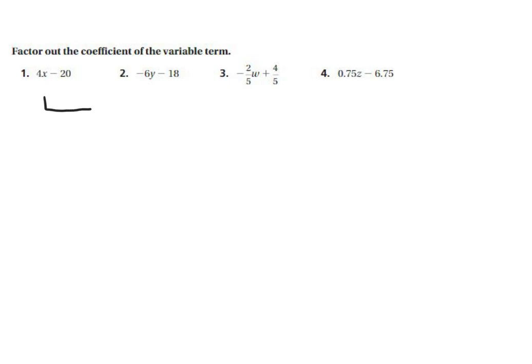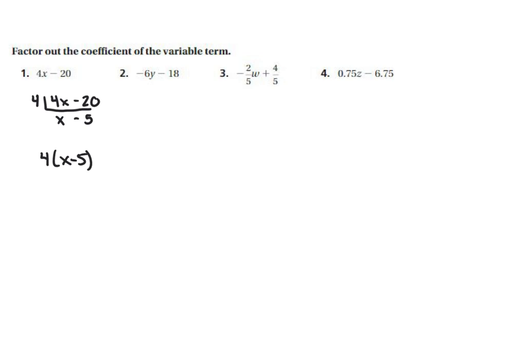We're going to use our ladder method, so we'll factor out a 4 in front. So then we have 4x minus 20. 4 times x is 4x, and 4 times negative 5 is negative 20. So we have 4 times the quantity x minus 5.